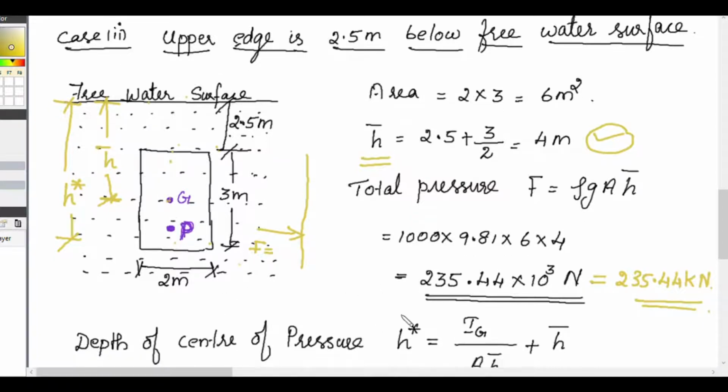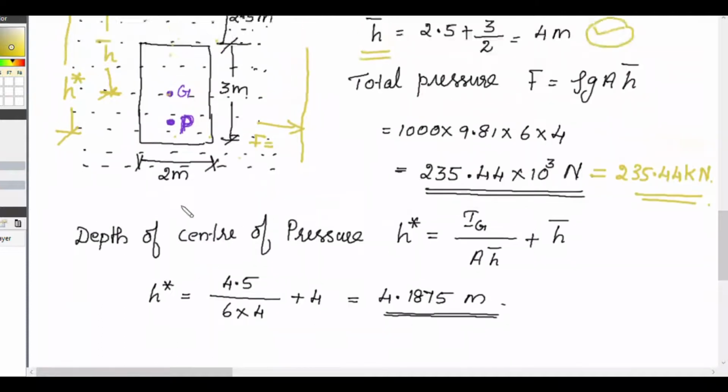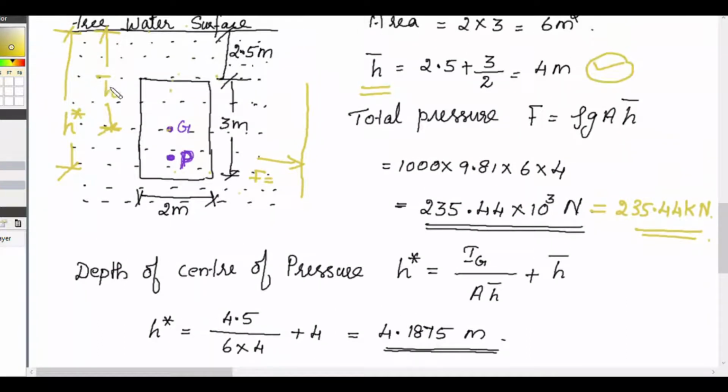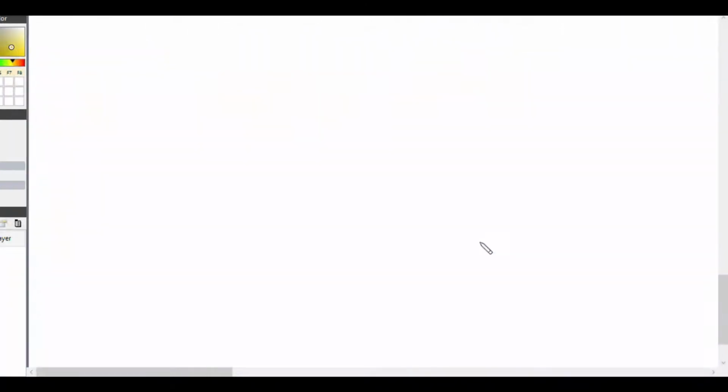Now, let us see what is the center of pressure. We know the formula is H star is equal to Ig by A H bar plus H bar. So Ig, as usual, we have already found in the previous case, it is 4.5 divided by area is 6 multiplied by H bar. The only difference is in H bar. So H bar is 4. So we get H star is equal to 4.1875 meter.